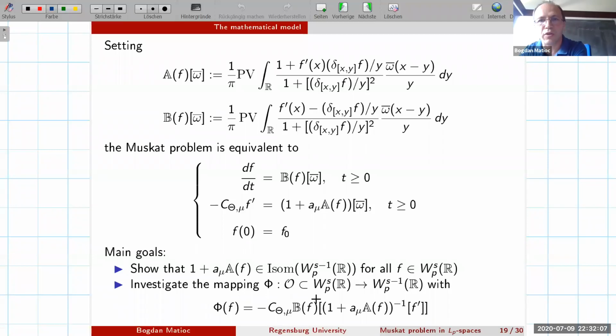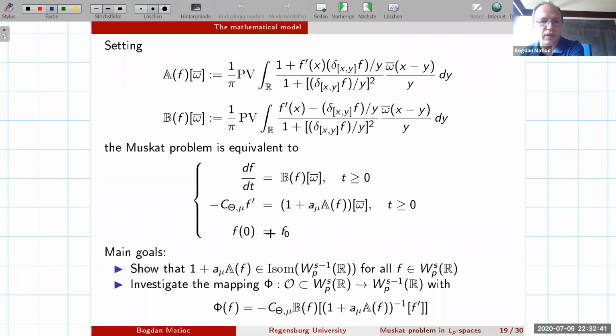So let me show you how to formulate the Muskat problem as a fully nonlinear evolution problem. So remember, we have the evolution equation for f and the coupling condition. Now the singular operator in the evolution equation for f will be denoted by B(f). It's linear with respect to omega bar. And the singular operator from the coupling relation will be denoted by A(f).